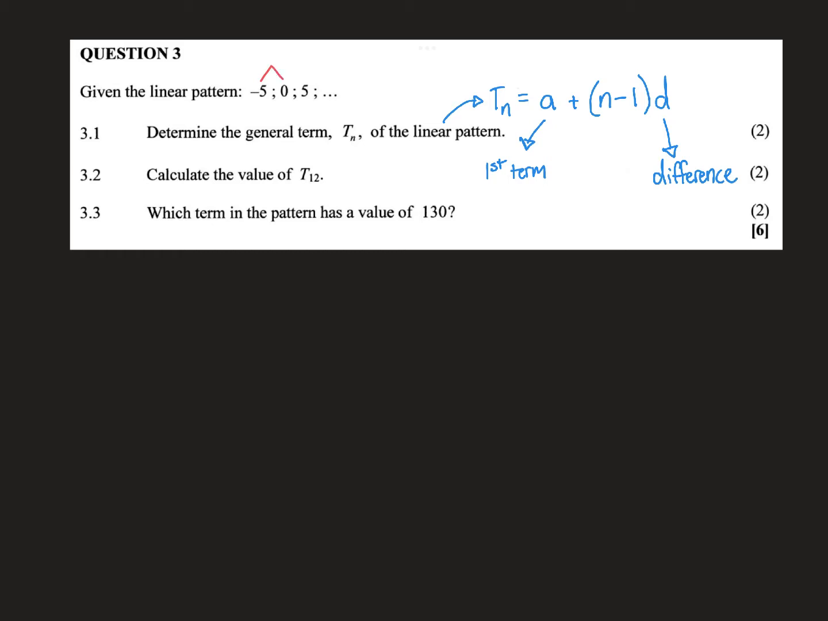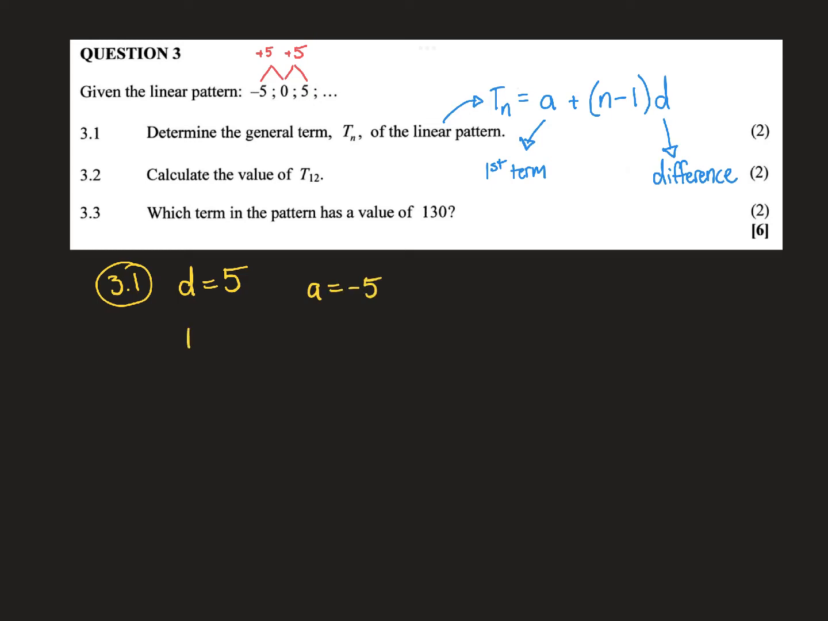To go from -5 to 0, I am adding 5. And then to go from 0 to 5, guess what? I'm adding 5 again. So the difference between them, let's write 3.1, the difference between each term is 5. It's that easy. The next thing we've got to look at is A. What is the value of the first term? And if we look over there, the value of the first term is -5.